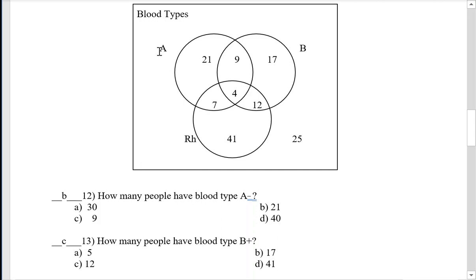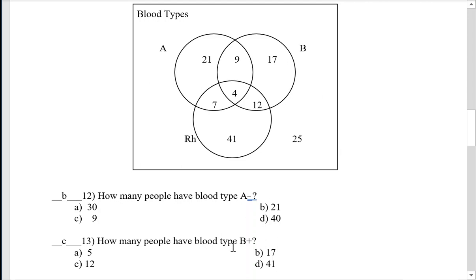This circle right here is the A circle. All of these things have the A antigen, and all of these have the B antigen, and all of these have the Rh factor. And they overlap, so the negative means no Rh factor, so A only. So this right here, there would be 21 in here. So only A.